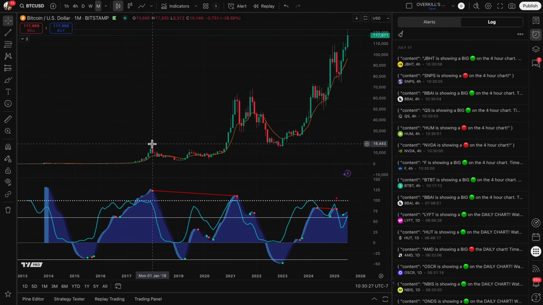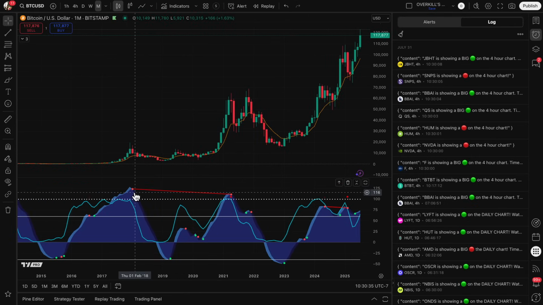This was the top of the bull market, back in 2017. That was about 8 years ago. That was at $20,000. And you could see on this chart, it printed a red dot back in January of 2018, right there around the top, around 16 to 18,000. It then sold off for about a year and a half. It went from $20,000 a coin all the way down to $3,000 a coin.